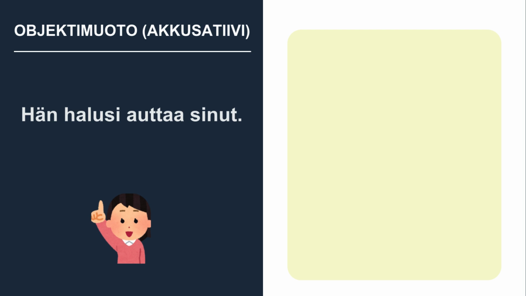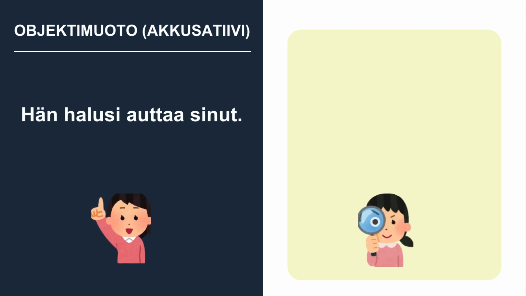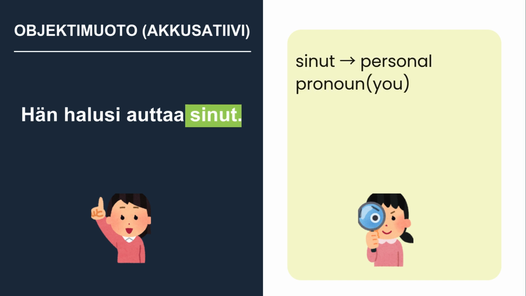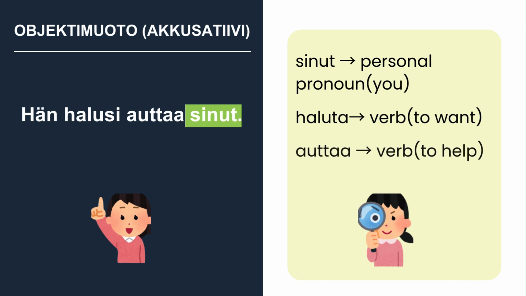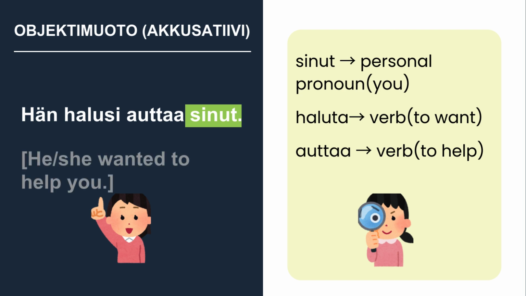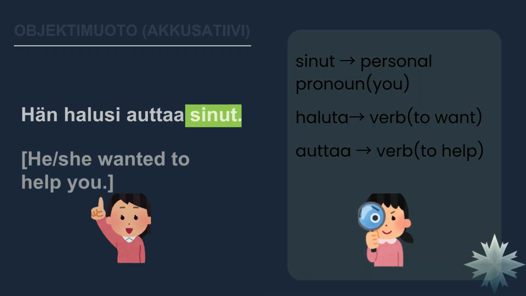Here is another example. Hän halusi auttaa sinut. Here, sinut is a personal pronoun which means you. Halusi, wanted. It comes from the verb haluta, means to want. Auttaa, help. Hän halusi auttaa sinut. He or she wanted to help you.